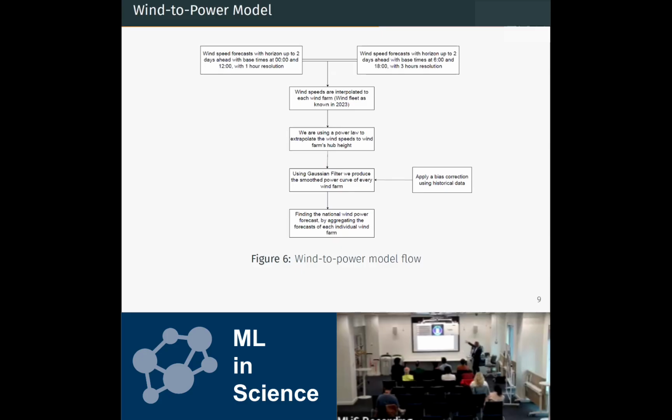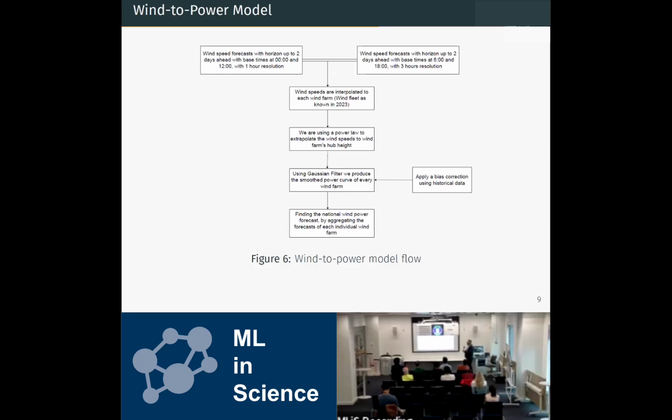So we have a wind speed forecast with a horizon of 2 days, base times 0 and 12, and 1 hour resolution. And we have another wind speed forecast, also 2 days ahead, with base times 6 in the morning and 6 in the afternoon, with 3 hours resolution. The second step is that we interpolate the wind speed forecast to every wind farm, known till 2023.